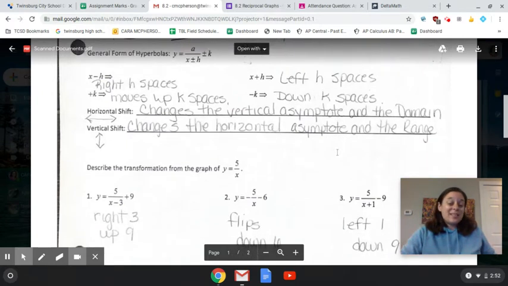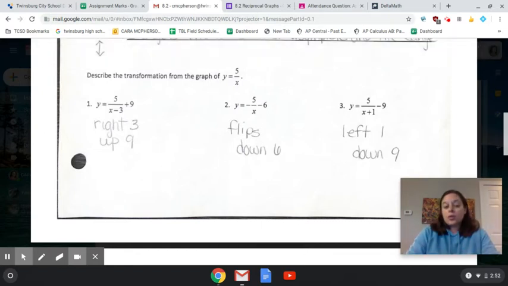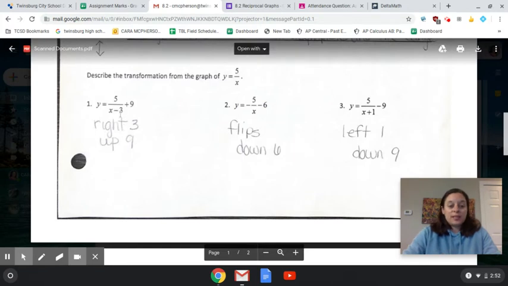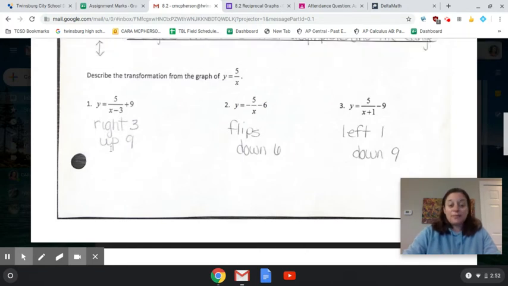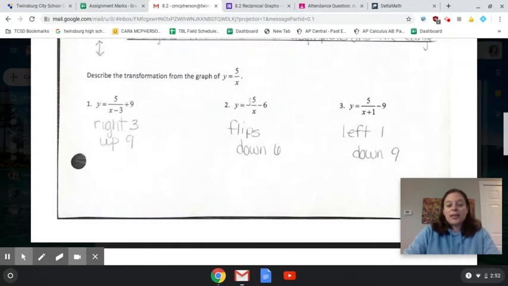So the biggest thing that you're going to be asked to do, other than just a description on your Google form, is you're going to be asked to describe or understand descriptions of these transformations. So here's some that we have done, very similar ones together, where it will ask you, what are the changes? What are the switches? It can have anywhere from 1, 2, or 3 things that happen with it. With this one, it's going to the right 3 because of the minus 3 here, and it's going up 9. It doesn't flip because there's no negative. This one does flip, or we could say it reflects because of the negative in front, and then it also goes down 6. It doesn't have a horizontal shift at all.